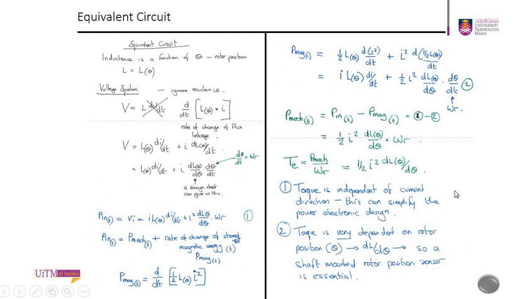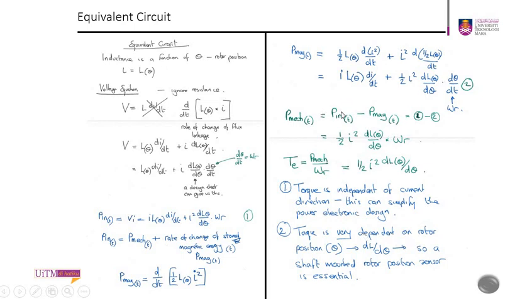So the torque is independent, okay. From here we can say that the torque is independent of the current direction, and this can simplify the power electronic design. Another thing is that the torque is very dependent on the rotor position, so a shaft mounted rotor position sensor is very important for you, okay.